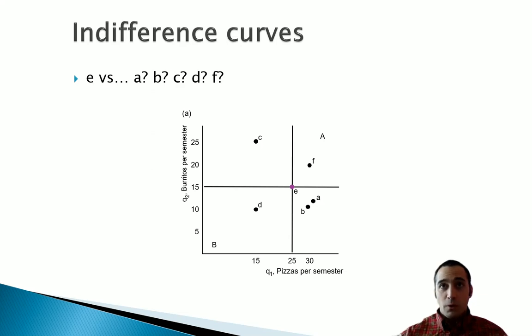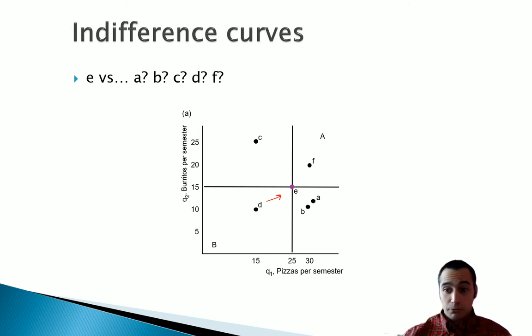So hopefully you noticed that there are at least two comparisons that are pretty simple. For instance, look at E and look at F. Which should be preferred if we assume that our preferences are quote-unquote rational? It seemed to me that we must prefer F because F has more of both pizzas and burritos. So by non-satiety, it must be that F is preferred to E. By similar logic, E has more pizzas and burritos than D, therefore E must be preferred to D.